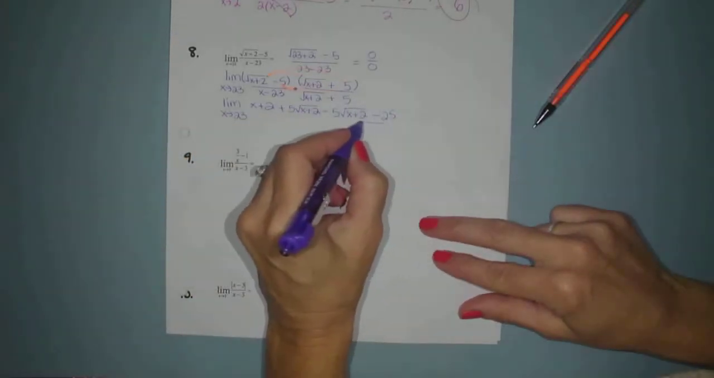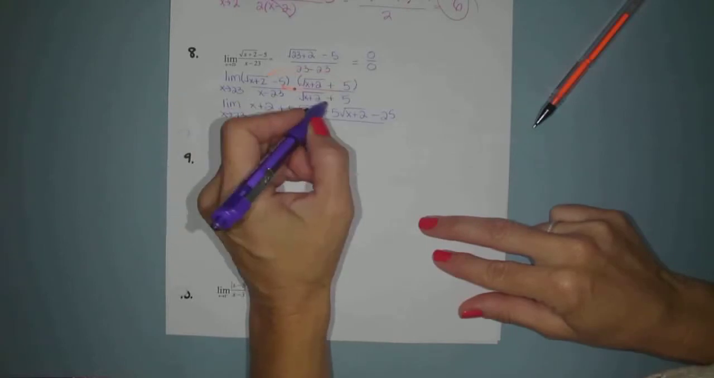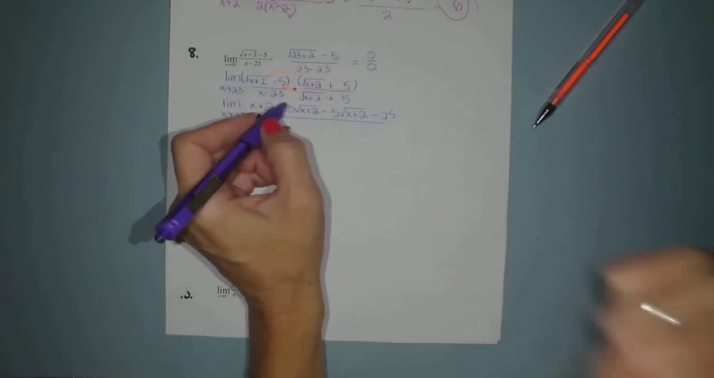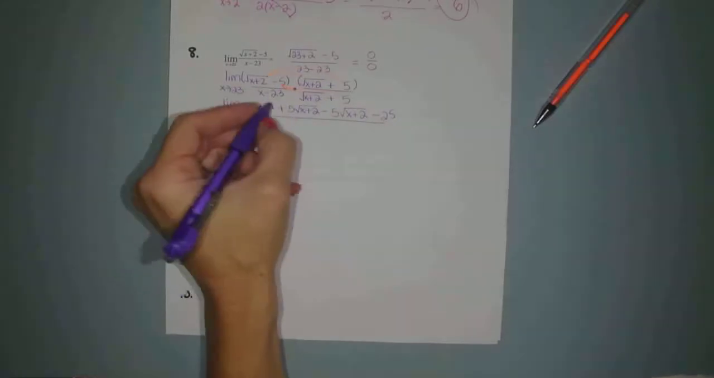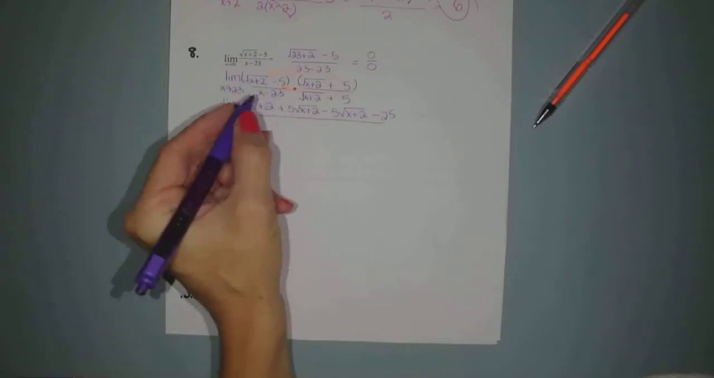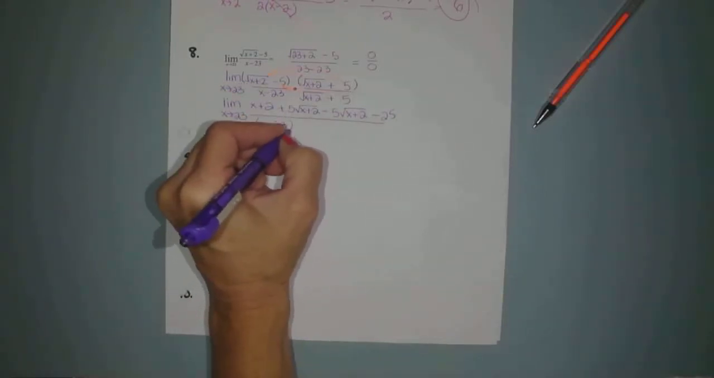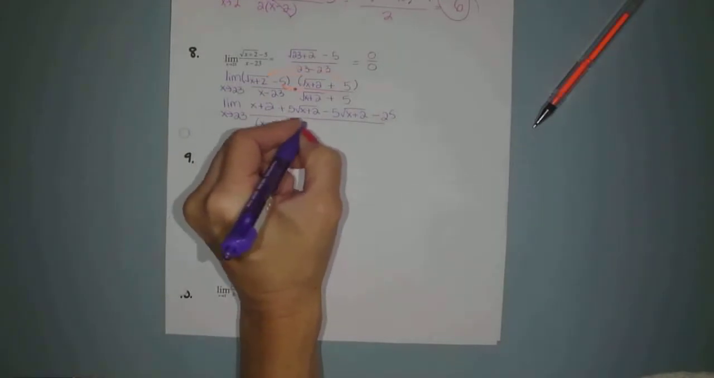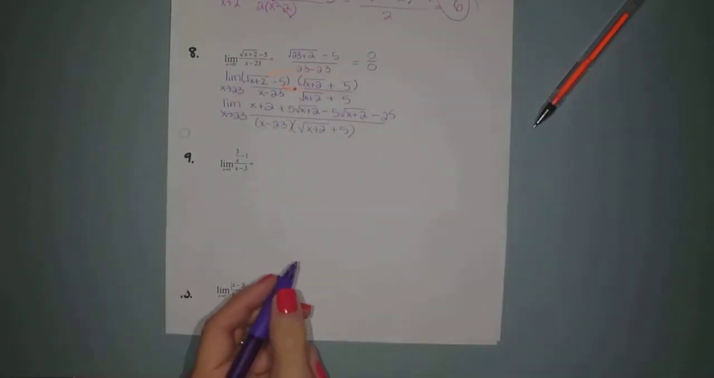And then this is all over. I don't do anything with the bottom, and you're going to see why in a minute. I could FOIL the bottom as well, but it's going to get pretty messy. So unless I'm multiplying conjugates, I don't FOIL. So I'm just going to write the bottom as x minus 23 times the square root of x plus 2 plus 5. Now things are going to start to simplify for us.